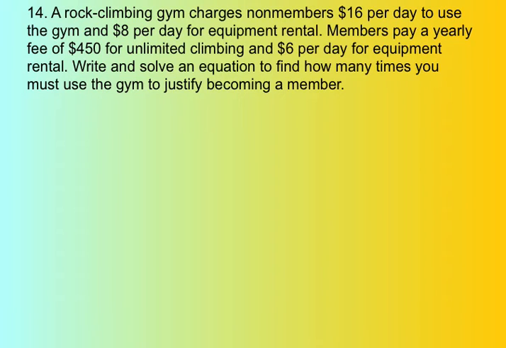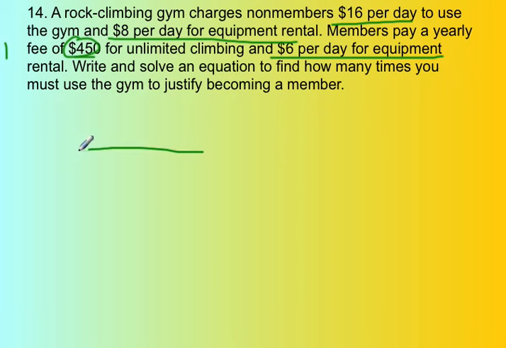Let's take a look at that last word problem. A rock climbing gym charges non-members $16 per day to use the gym and $8 per day for equipment rental. Members pay a yearly fee of $455, so they're only going to pay that one time, for unlimited climbing and $6 per day for equipment. Write and solve an equation to represent how many times you must use the gym to justify becoming a member.